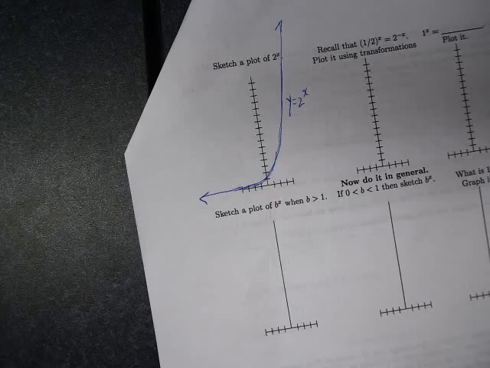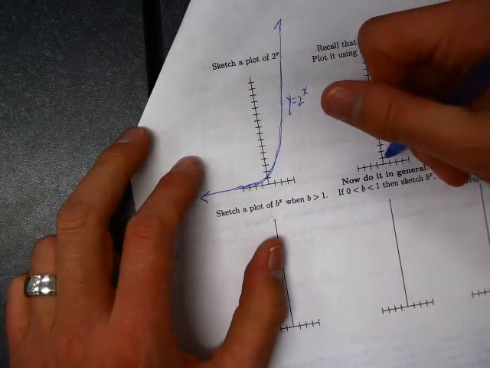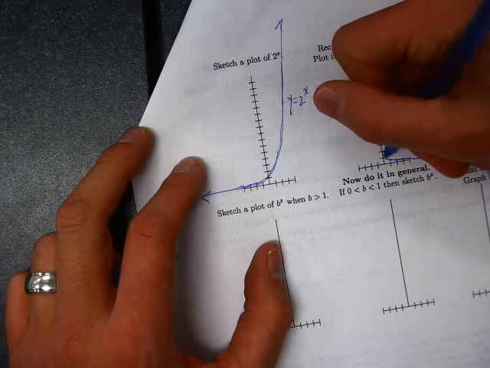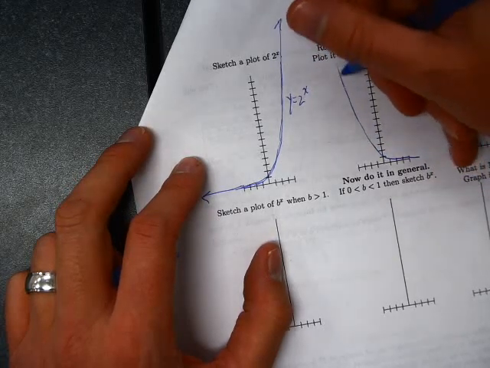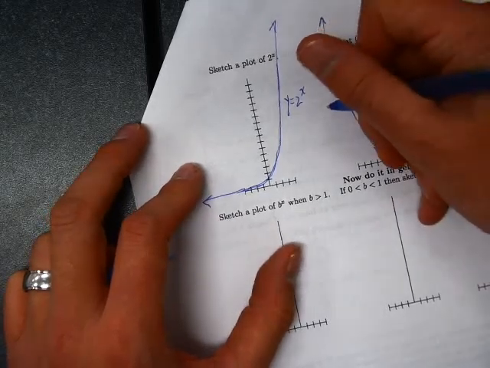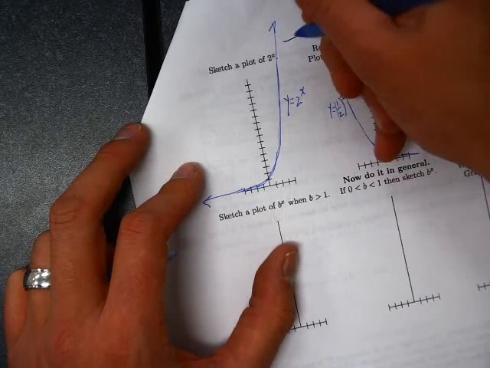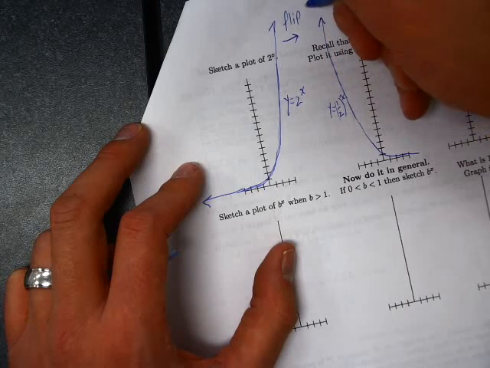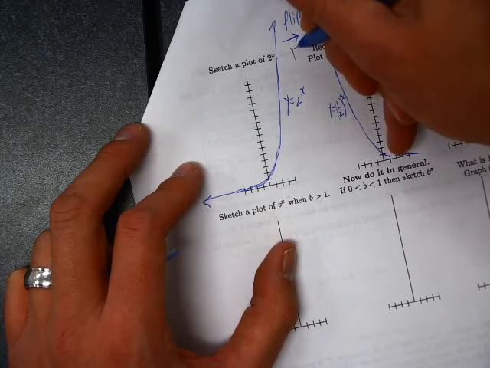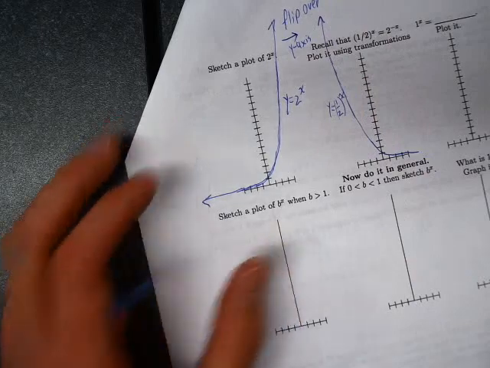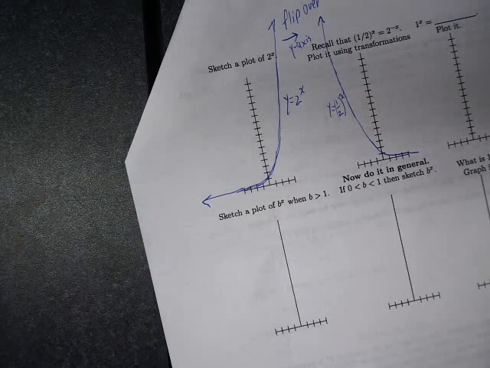So as you can sketch the graph of 1/2 to the x, we'll take exactly the graph of 2 to the x, and we'll flip it over the y-axis. Nice. So there's the graph of 2 to the x. There's the graph of 1/2 to the x. Let's just get this out of the way.